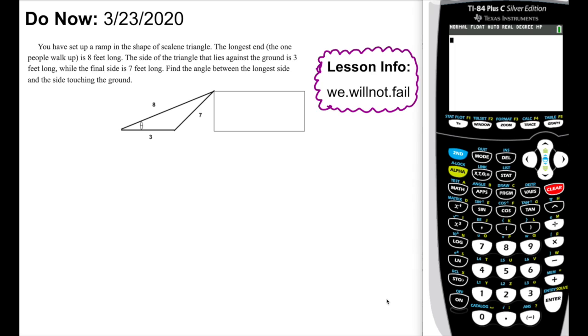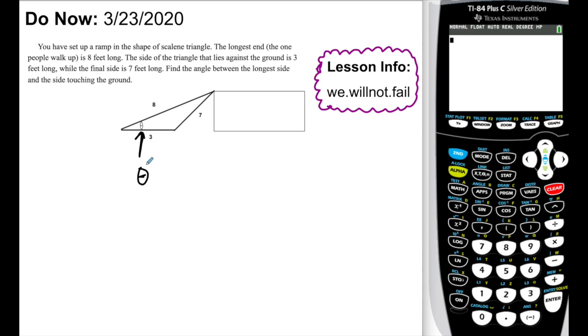So you have set up a ramp in the shape of a scalene triangle. The longest side, which is the one that people walk up, is 8 feet long. The side of the triangle that lies against the ground is 3 feet long, and the final side is 7 feet long. Find the angle between the longest side and the side touching the ground, which is indicated here by the symbol theta. Remember, theta is usually what we use when we talk about an angle.